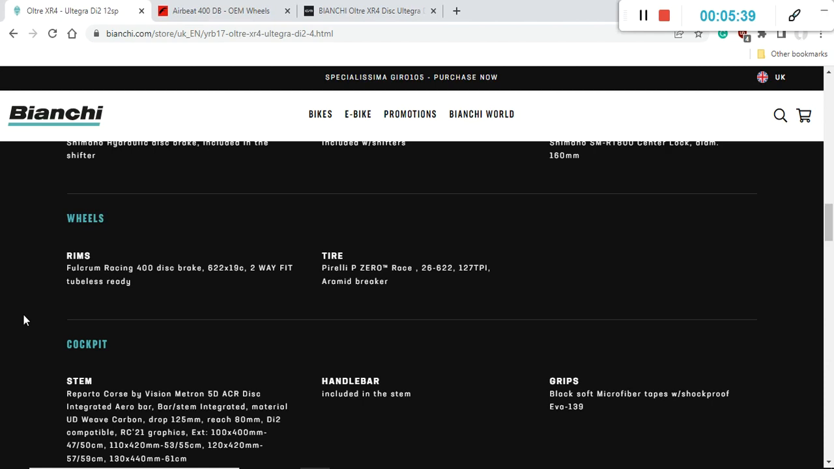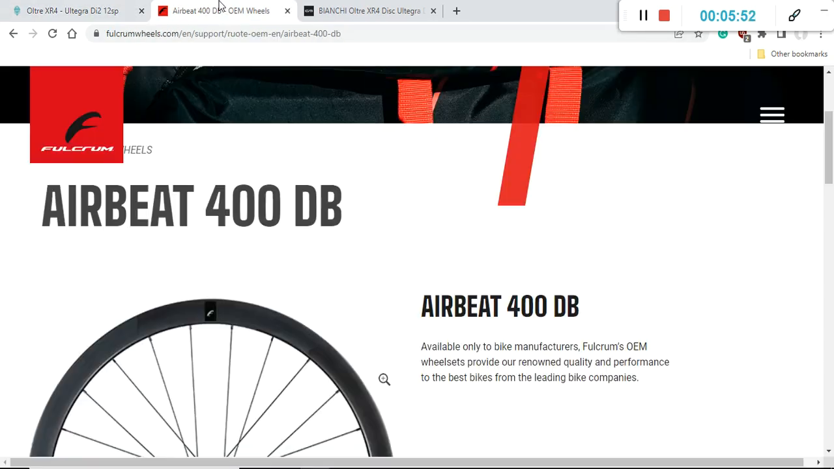Now let's talk about the wheelset on this bike, because this is a bit confusing in my opinion. They are claiming that you will get a Fulcrum Racing 400 wheelset. If you look at the Fulcrum Racing 400 wheelset, this is an OEM wheelset, so specifically for certain bike manufacturers, you cannot buy it on the open market. And on Fulcrum's website, this is basically a Fulcrum 400 DB wheelset.